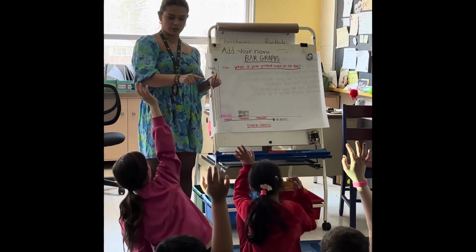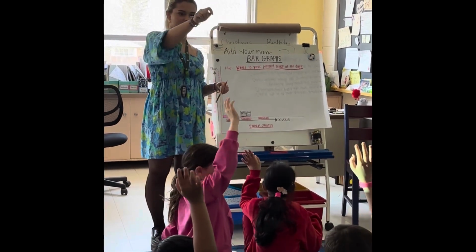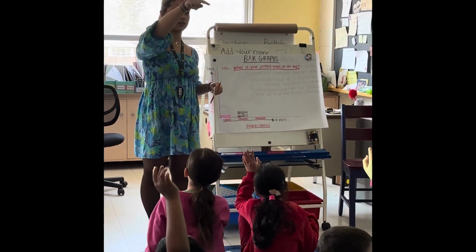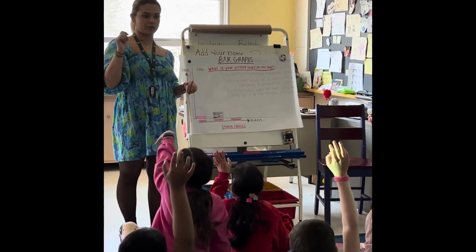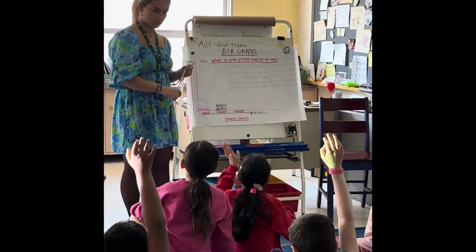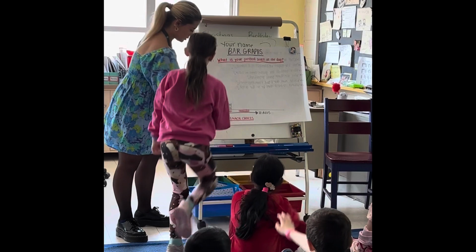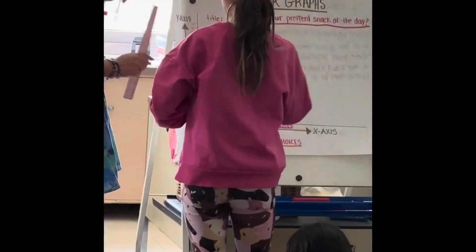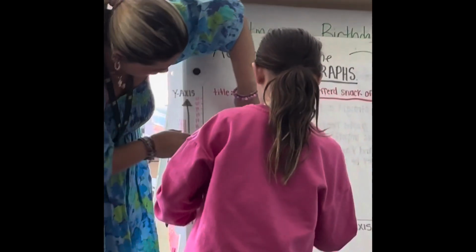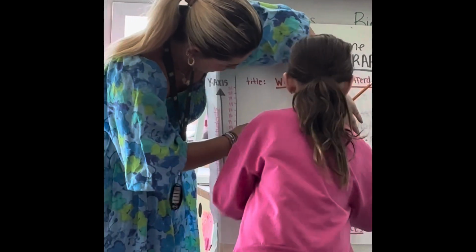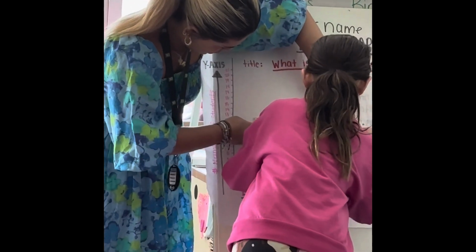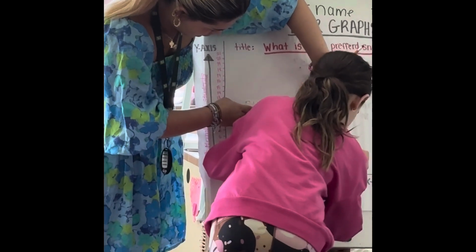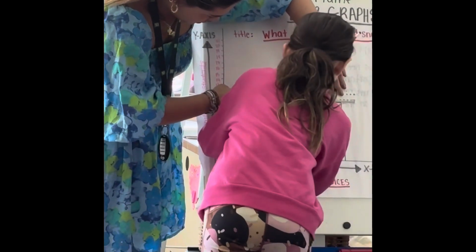1, 2, 3, 4, 5, 6, 7, 8, 9, 10, 11. 11 of you like oranges? Okay, sure. Wait, so how many? 11. So 11. Let's use the black marker. Hopefully this marker works. Okay, so this is our 11. We're gonna move all the way up our oranges. I'm gonna have to correct it. Beautiful.